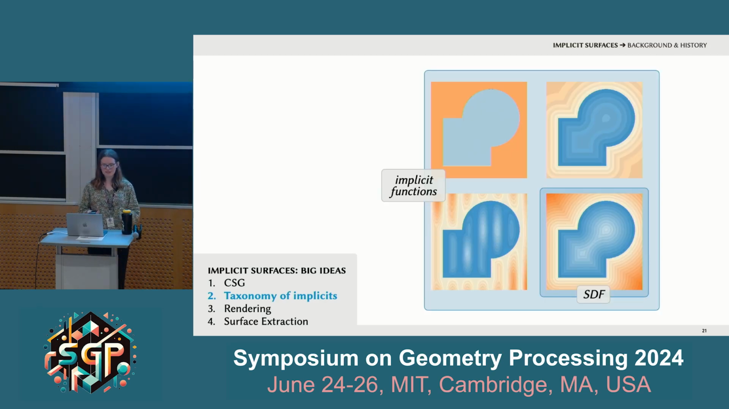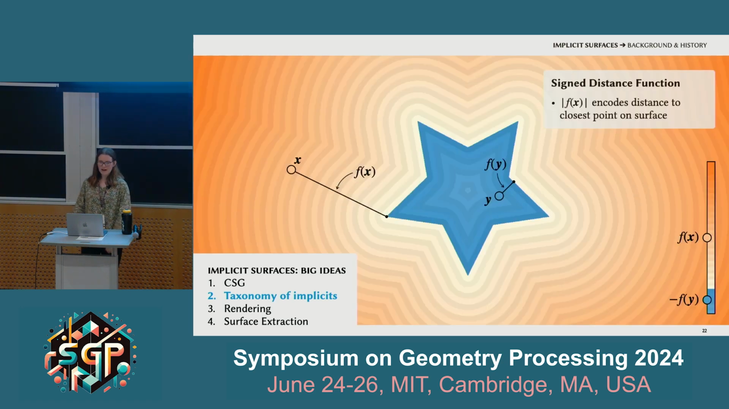There's also a very special kind of implicit, which is very structured, called a signed distance function. I'll define what that means now. A signed distance function, which we often call an SDF, is a function where the absolute value of the implicit function gives the distance from that point to the closest point on the surface. You can see for that point x way up there, f of x, the implicit function evaluated at x, is going to give us this distance that we can see there to the closest point on the surface.